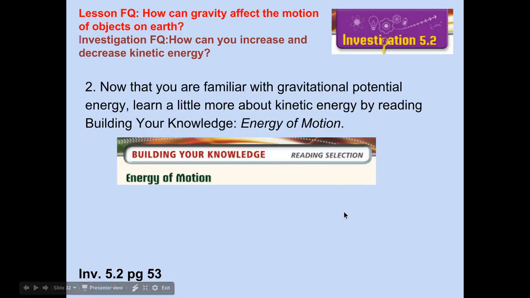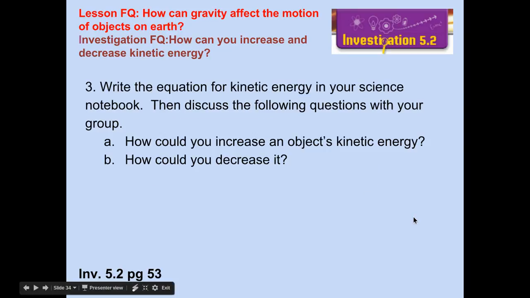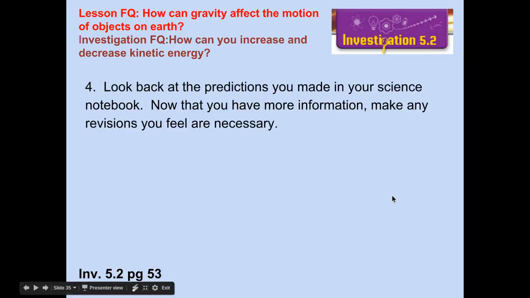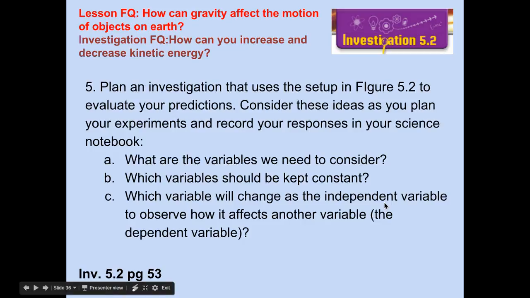Step 2, you're going to read energy of motion. You should read this as a group. All right. So take a minute, stop the video or whatever you have to do, and read energy of motion. And that is in your textbook. And then step 3A and 3B, you're going to be talking about increasing an object's kinetic energy and then decreasing an object's kinetic energy. Step 4 is looking back at your predictions. And now that you have any information, do you want to make any revisions?